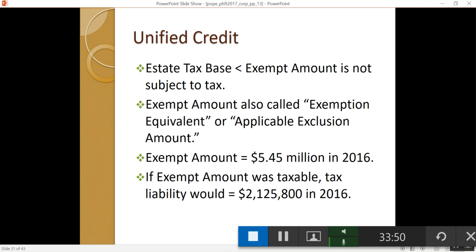So the unified credit, what is the unified credit? Once you calculate your estate tax base, to the extent that your estate tax base is smaller than the exempt amount, then you're not subject to tax. The exempt amount is also sometimes called the exemption equivalent or the applicable exclusion amount. And in 2016, the exempt amount equals 5.45 million. We talked about this the other day about how it's indexed. So it gets indexed, meaning it increases a little bit every year from the date when the law came into place. I think, wasn't it back in 2013? So it's been indexed every year since then.